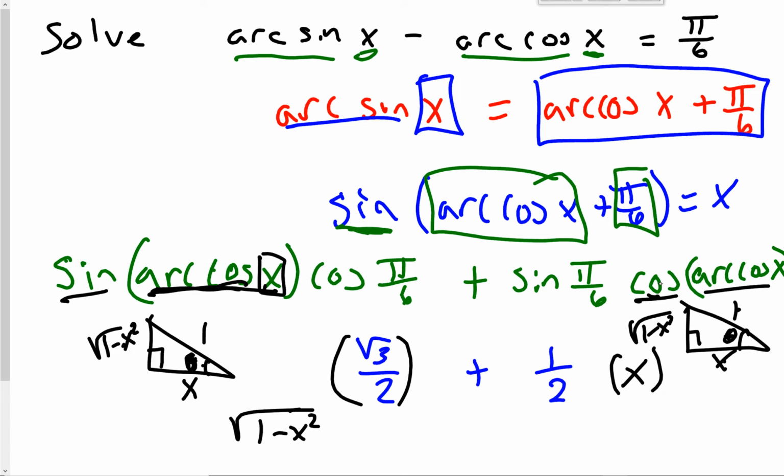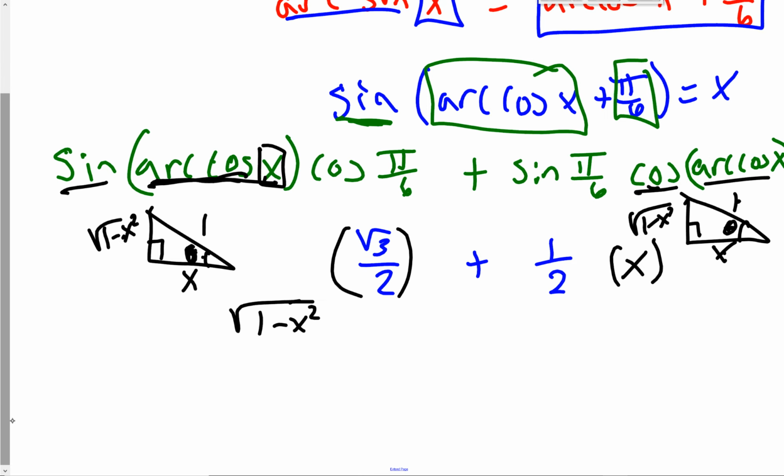So that's kind of easy. Remember, cosine of arc cosine of x is just always going to be x, and vice versa. Arc cosine of cosine of x is always just x. All right, now let's go ahead and simplify this out.